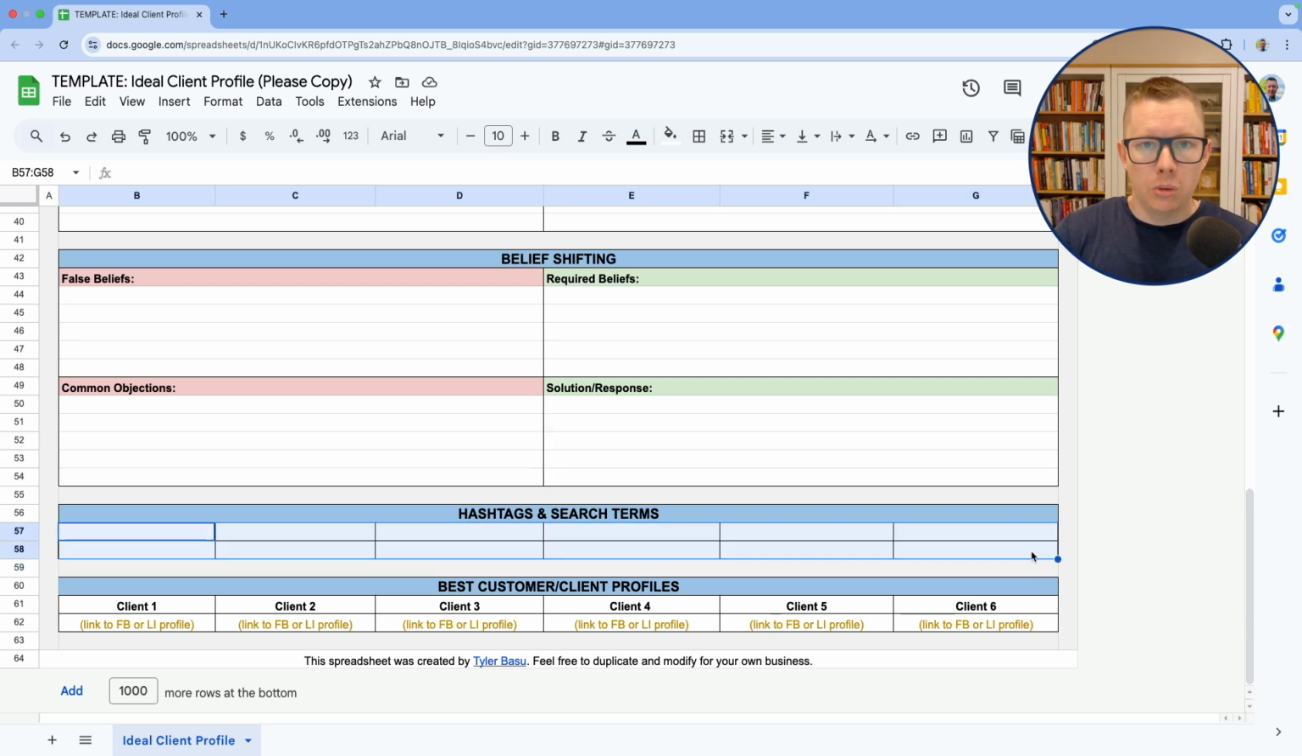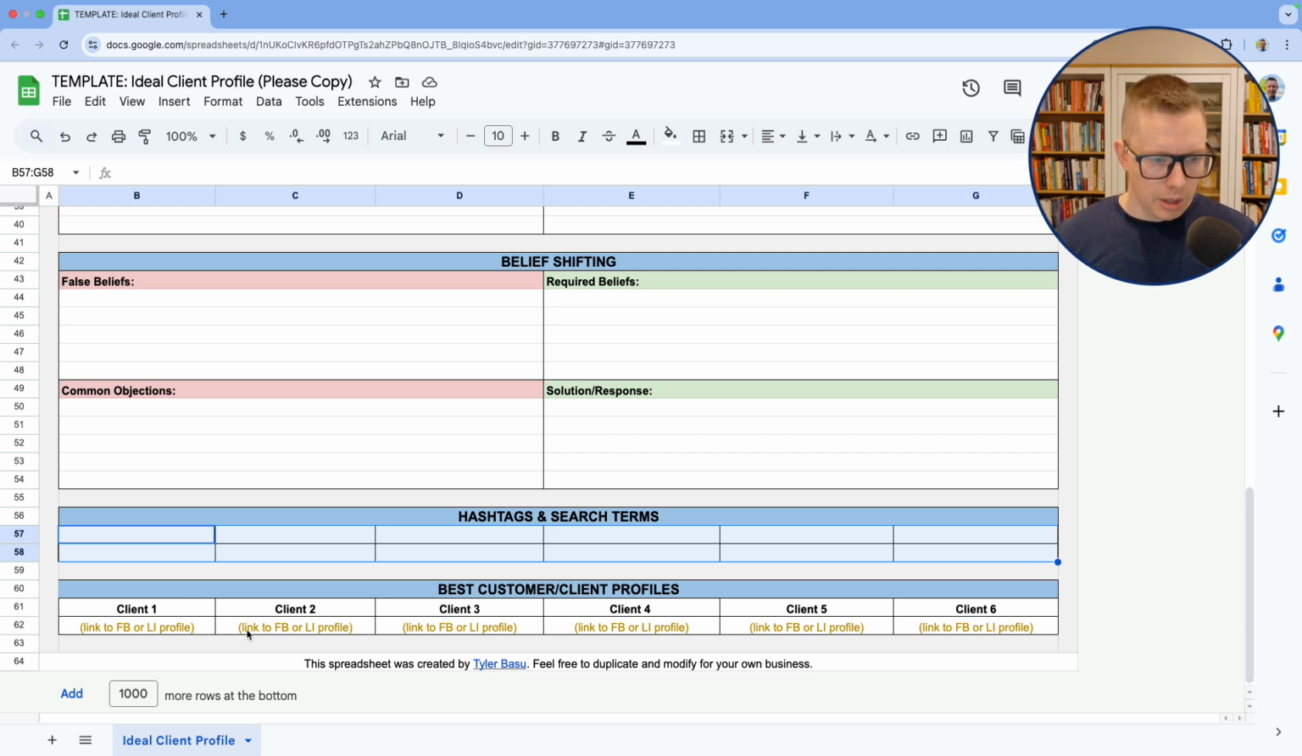The next section of the worksheet is hashtags and search terms. When it comes to people searching for information online, whether on social media or through search engines, what are some of the hashtags they might be using on social media to find those conversations related to your industry or your business? And what are some of the terms they might be searching for as they're educating themselves or as they're looking for a solution to their problem? You can type those in here.